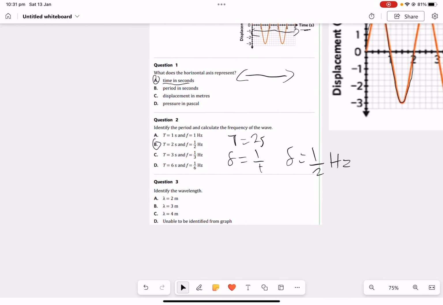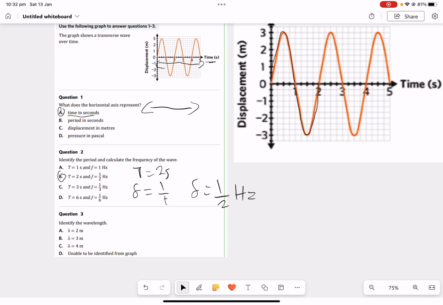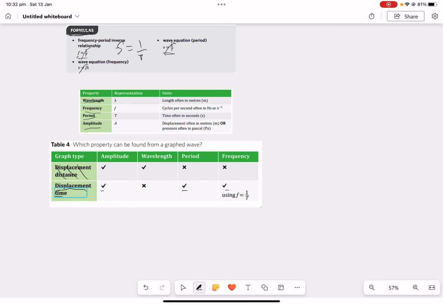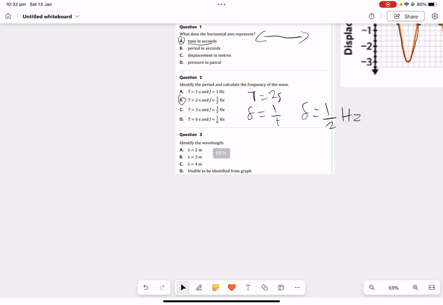Identify the wavelength. Now, as we look from here, we remember that it's a displacement-time graph, okay? And if we go back here, we know that with a displacement-time graph, you cannot calculate the wavelength. So that means it's none of these, it has to be D, unable to be identified from the graph.